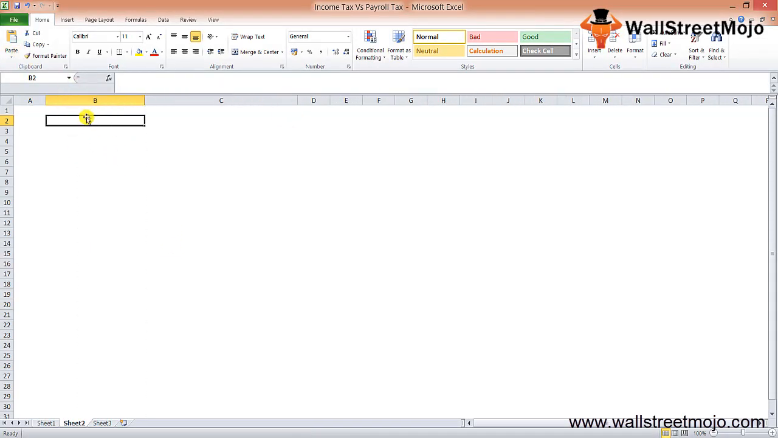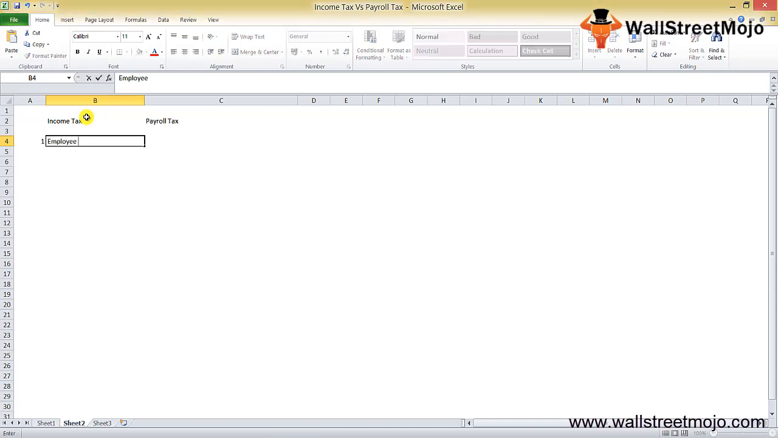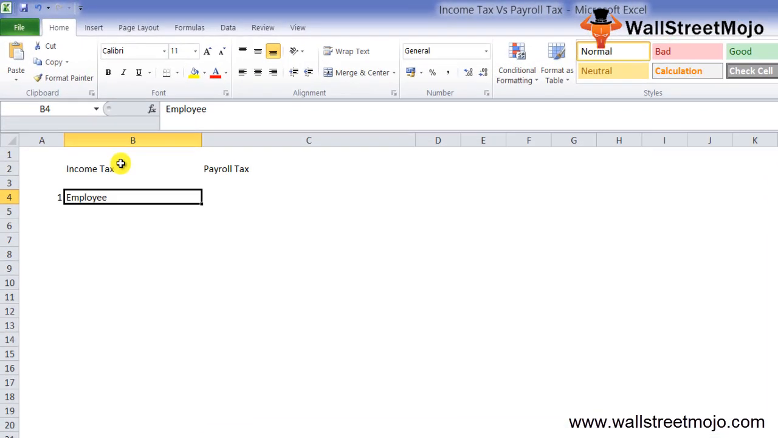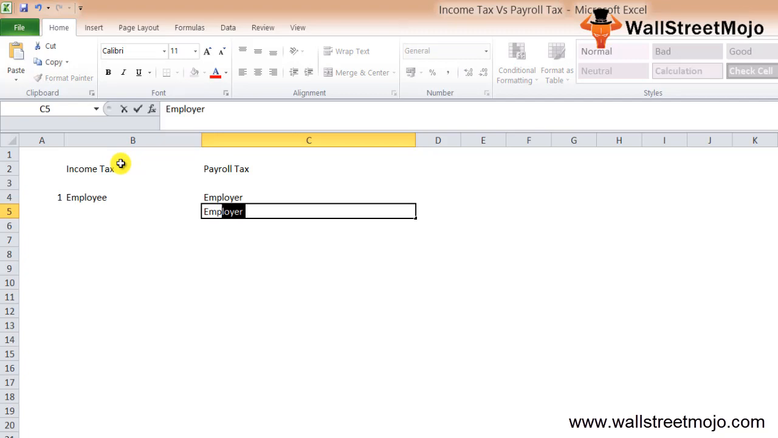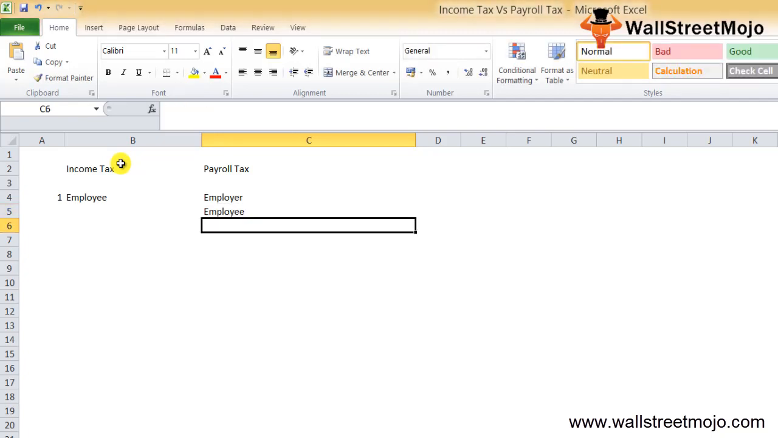What are the key differences between income tax and payroll tax? One of the key differences is the person that contributes towards them. When we look at the income tax, the whole tax amount is for the employee, right? The employee is basically going to pay. Whereas when you look at the payroll tax, both the employer and the employee share the tax amount equally between them.